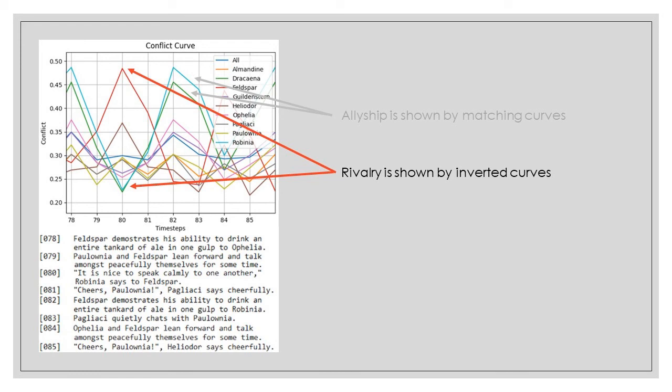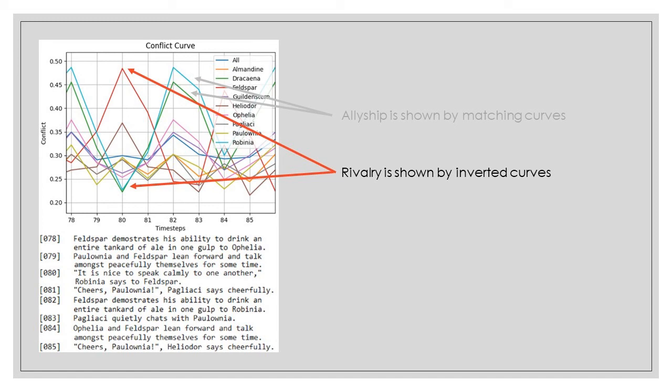Consider the example shown here. In this section, the main rivals were Robinia and Feldspar, and the friendships varied between Ophelia, Dracena, and Robinia. In this small section of the story, Feldspar, whose ideal world is a boisterous high-energy one, is interacting with a number of calm characters, mainly Ophelia, Robinia, and Pollonia.